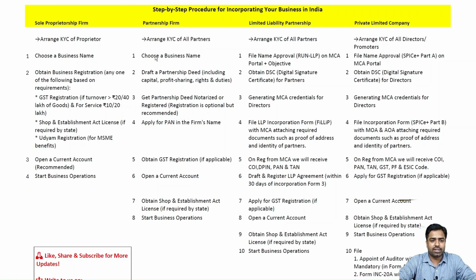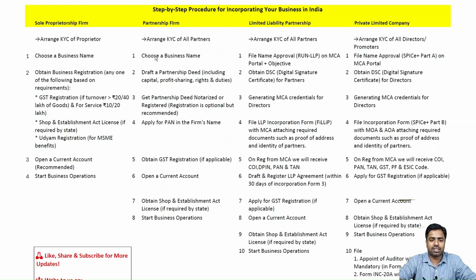Next, once you have chosen your business name, obtain any one of the following registrations based on your requirements. As for a proprietorship there is no separate act, so you have to go for a tax registration or any other registration to start your business as a proprietor. If you are mandatorily required to take GST registration, you have to check the thresholds, and you can also take GST registration voluntarily.